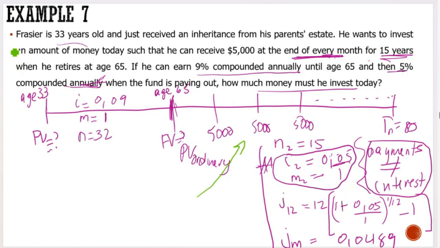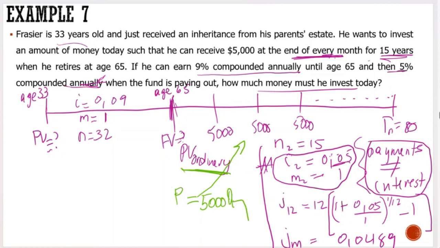So now we need to calculate the P ordinary. Our P ordinary is going to be equal to the monthly payments, which is 5,000.